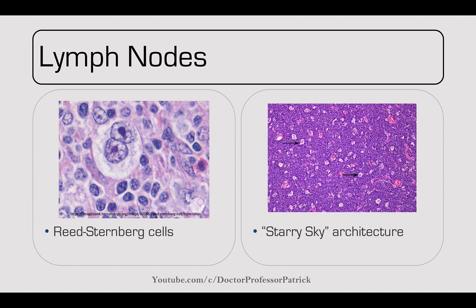And then looking at the lymph nodes, there's a Reed-Sternberg cell. They look like owl eyes. And then the starry sky architecture. So that ends the hematology. And next up, we've got neurology and rheumatology.